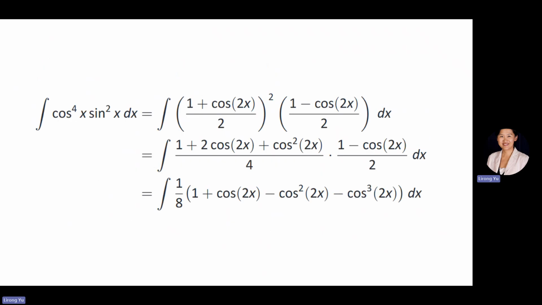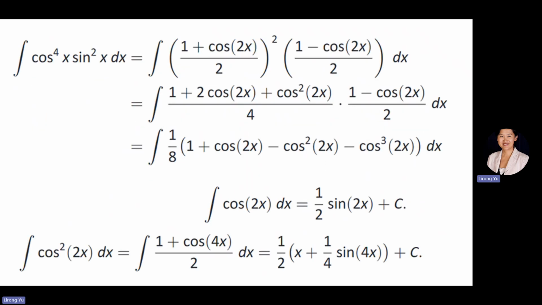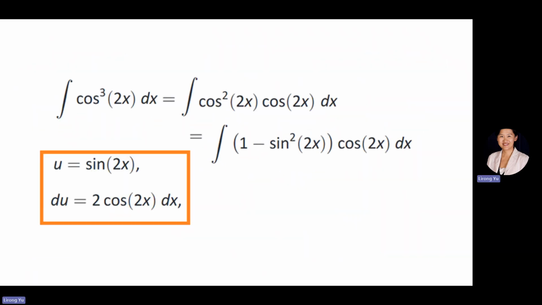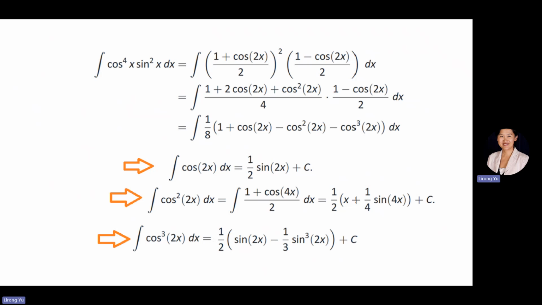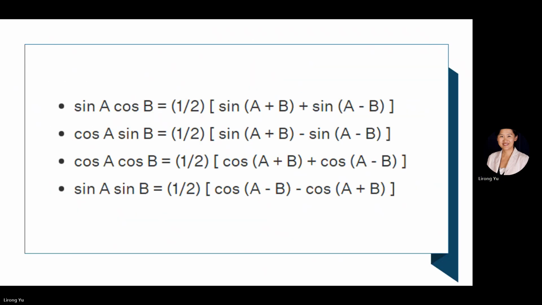For the odd power, we follow the odd power integration. That one was also an odd power, so we can find the antiderivative. The cosine squared is the one where we have to apply the power reduction formula. We finished integrating them one by one. Because this is the odd power, we can do the u substitution, finish that, and fill them all in.